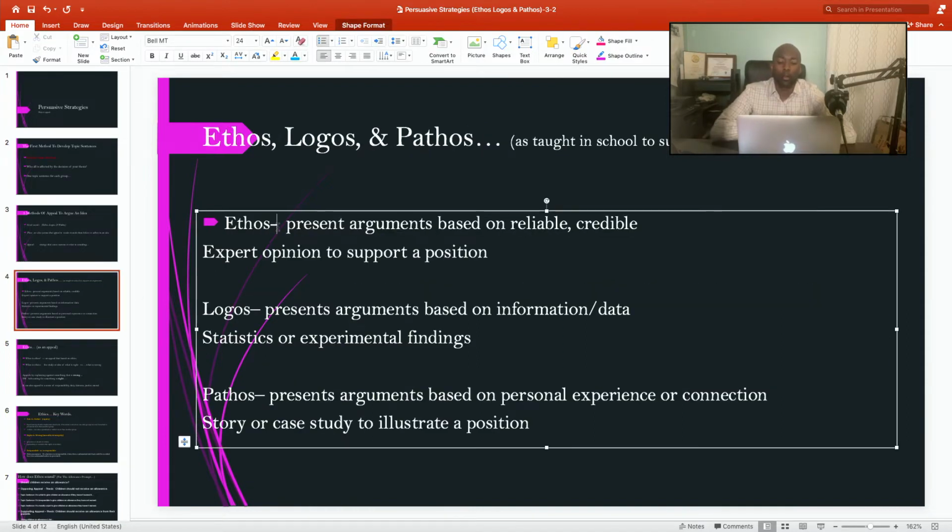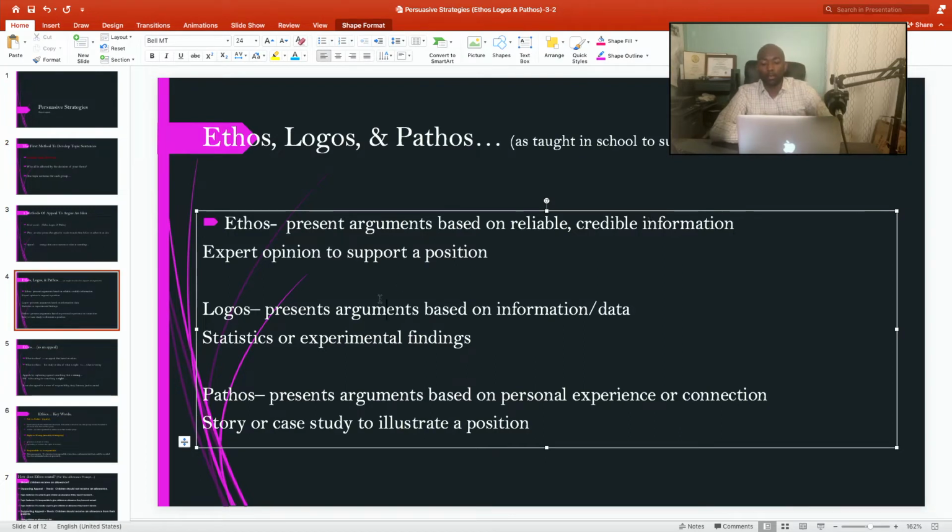You might see ethos presents arguments based on reliable, credible information. Expert opinion, let me just go ahead and put information on the end of that. Expert opinion to support a position. Okay, maybe an industry professional, somebody who has credibility in a particular field of study. In school, they'll teach you ethos. That's what that means. That's a method of support for a particular argument or idea.